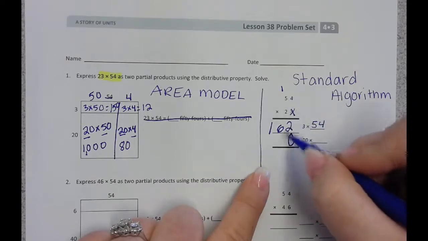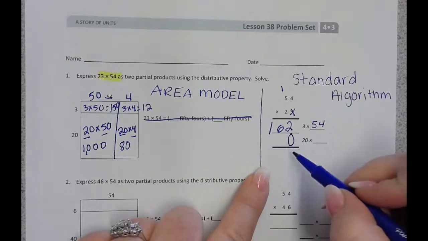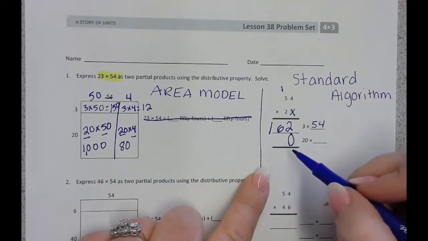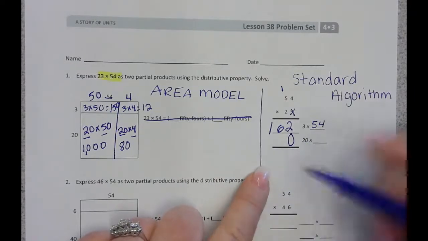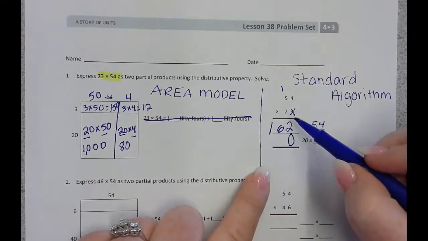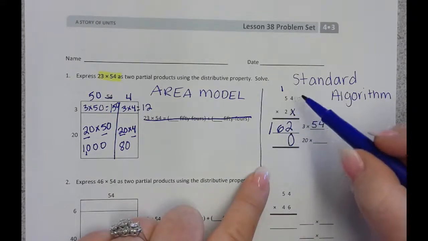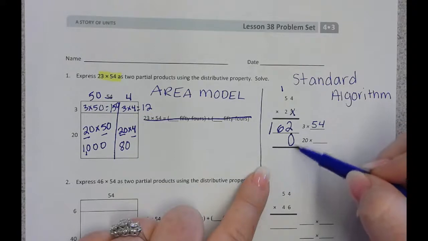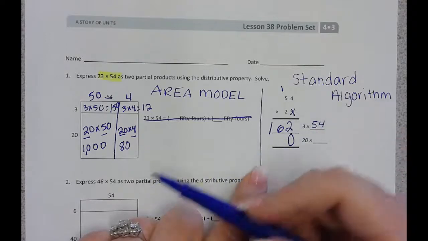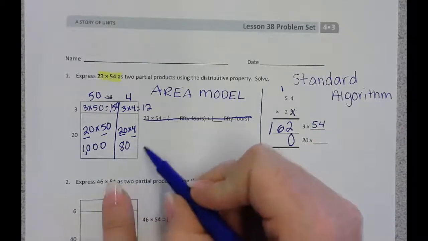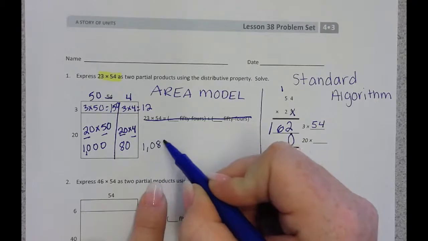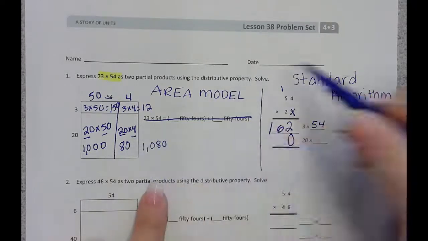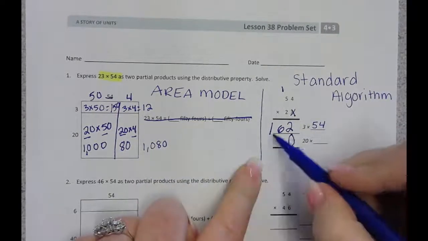But what's cool about the standard algorithm is that when we go to this second line here, we're always going to put a 0 right there. So instead of having to go, oh gosh, 20 times 4, oh that's 80, what do I do? Always put a 0 right there. That 0 will always go right there, and then we can move forward. So here we said 1,080, and so that's going to end up going here.